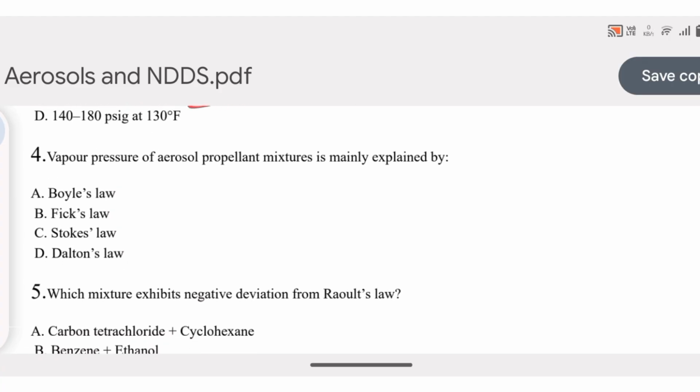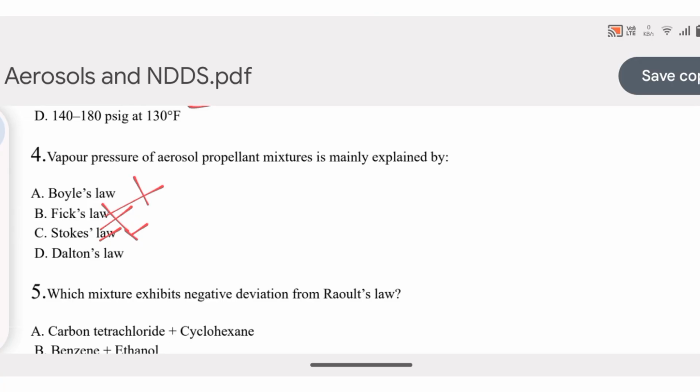Now move to the next question. The vapor pressure of aerosol propellant mixture is mainly explained by. Stokes law is mainly related to sedimentation, so option C is wrong. Fick's law is related to diffusion, so it is also wrong. And Boyle's law is mainly related to the latent heat of vapor pressure, so it is also wrong.